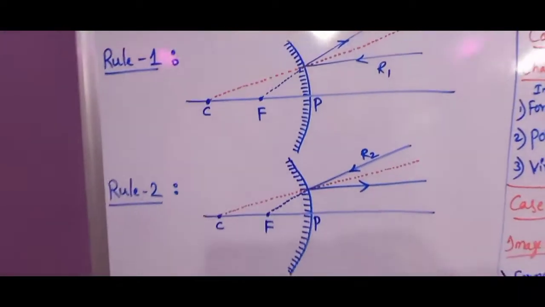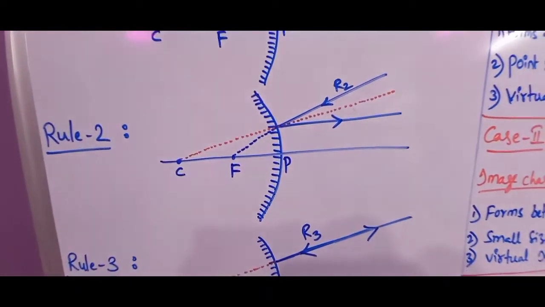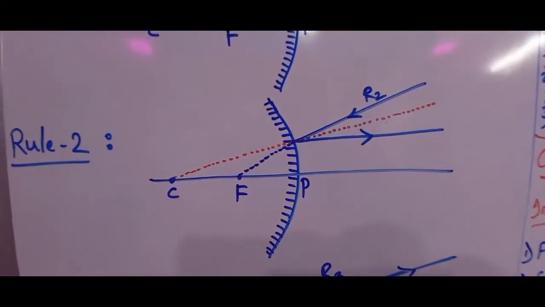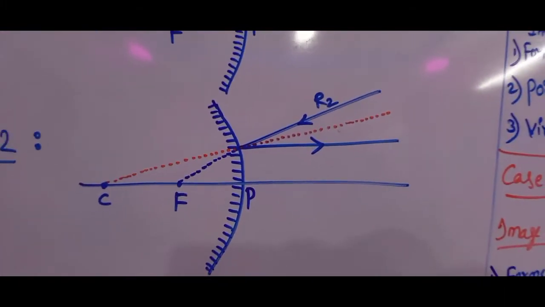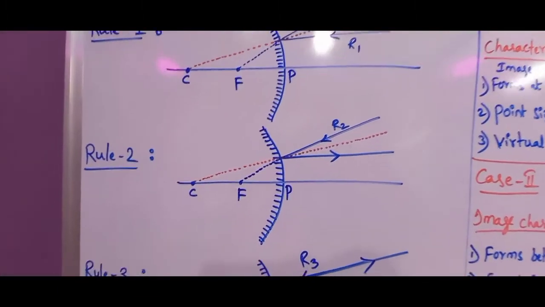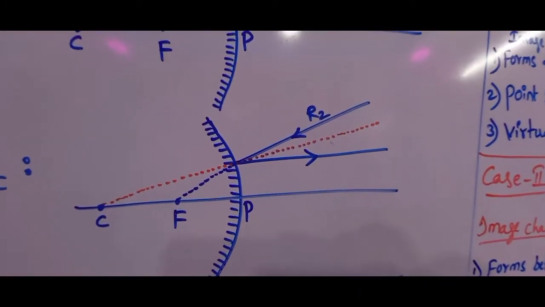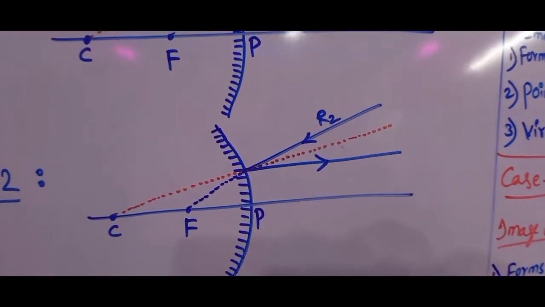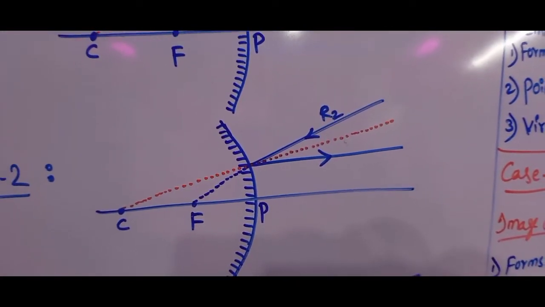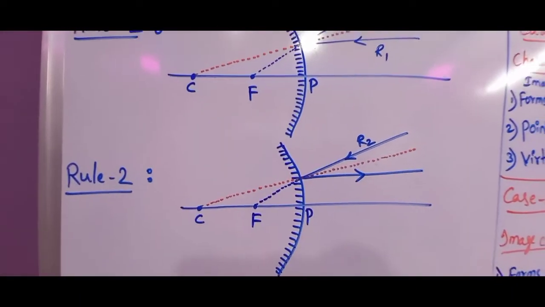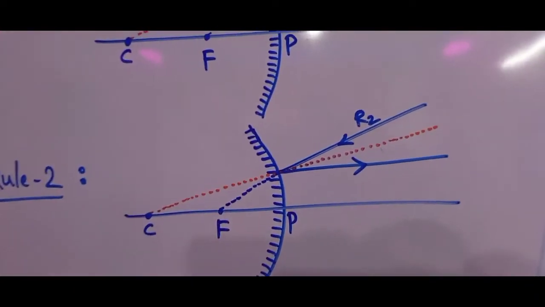And next, coming to rule 2. In rule 2 also, you see, this is the converse of rule number 1. That means this is opposite to rule 1. A ray traveling in the direction of the focal point will, after reflection, become parallel to the axis. Okay, a ray which is traveling in the direction of the focal point.